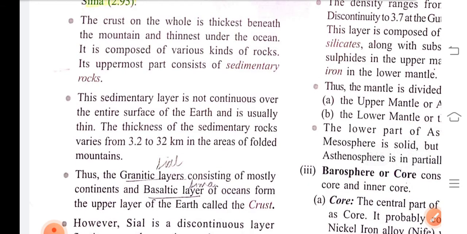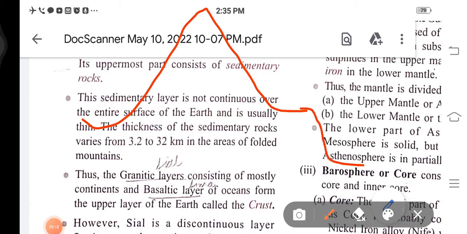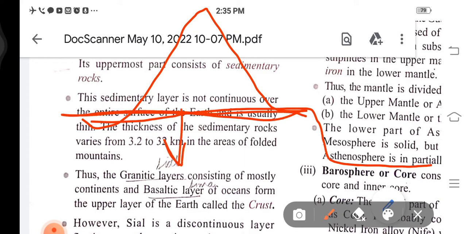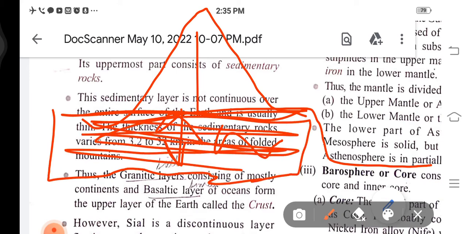The crust on the whole is the thickest beneath the mountain and the thinnest under the ocean. Let me explain. Here it's a mountain. So you see, this is the density of the crust for the mountain. Under the mountain there is the thickest crust, and under the ocean there is the thinnest.